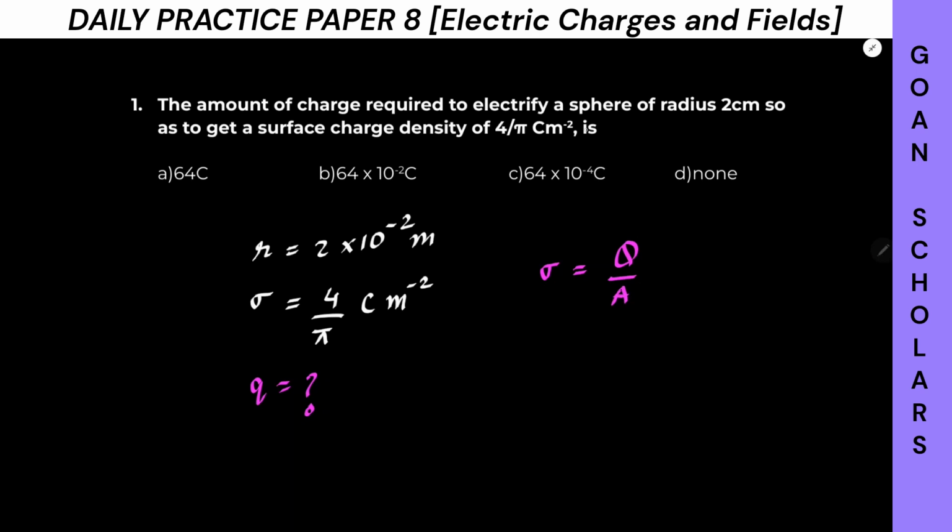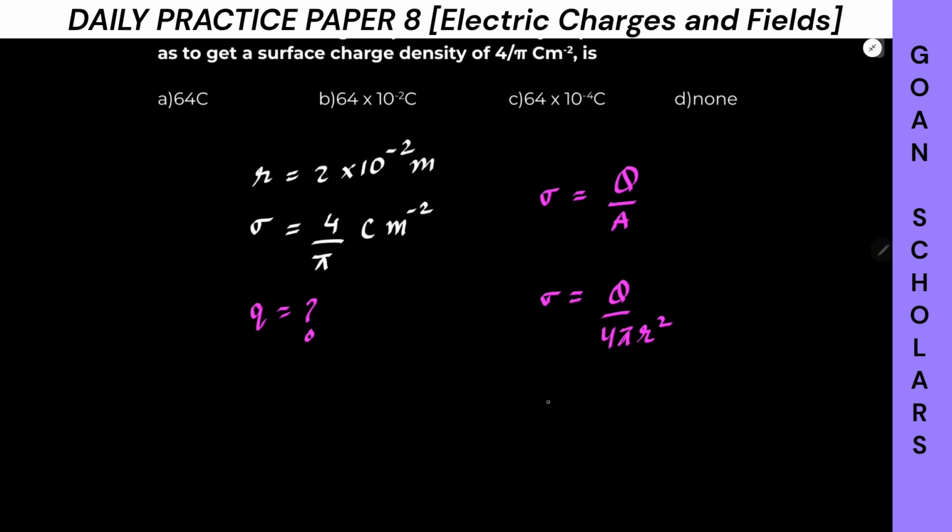And whose area? Sphere. What is the area of a sphere? Be very careful, it's not pi r square. That's for a circle. So area of sphere is 4 pi r square, right? So let me write here sigma is equals to Q upon 4 pi r square. And let's cross multiply. So on cross multiplying, Q will be equals to sigma into 4 pi r square. Now what is sigma here? Sigma here is 4 upon pi into 4 pi into r square. What's r? 2 into 10 to the power minus 2 into 2 into 10 to the power minus 2, right?